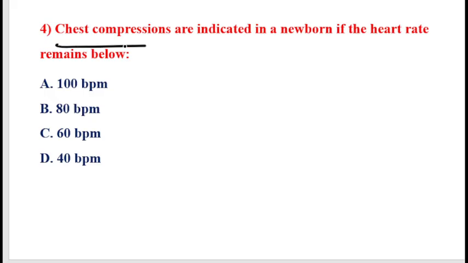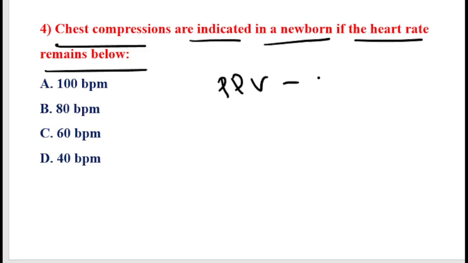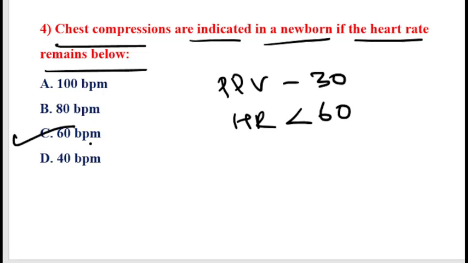Next question: chest compressions are indicated in a newborn if the heart rate remains below what? When we do positive pressure ventilation for 30 seconds, and even after 30 seconds of positive pressure ventilation the heart rate of the neonate goes less than 60, then we start chest compressions. So chest compression is indicated in a newborn if the heart rate remains below 60 per minute even after 30 seconds of positive pressure ventilation.